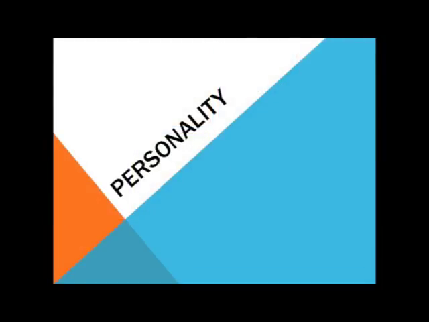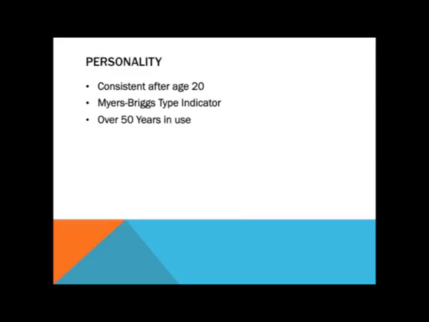We'll spend the most time exploring the personality assessment over the others because your personality tends to stay consistent after the age of 20. It's a fairly stable predictor of your fit with an occupation. The assessment is based on the Myers-Briggs Type Indicator, a long-standing tool used for over 50 years.